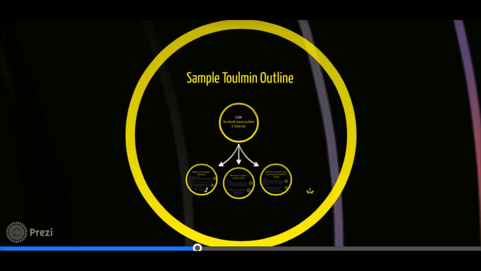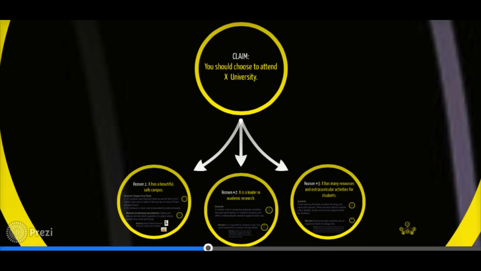So now that we've talked about Toulmin and the parts of it, it would help, I think, to go ahead and put this all together. What does a sample Toulmin outline look like when all of those parts are put together in one full argument? Well, I've created one for you. I have the claim up here on top. You should choose to attend X university. And then I have 3 specific reasons why, and then grounds and warrants and backings that support those reasons.